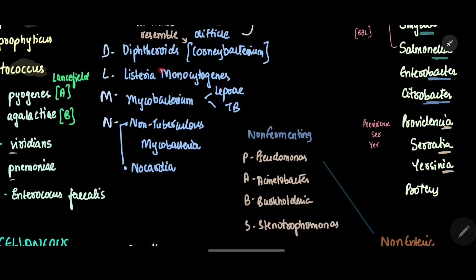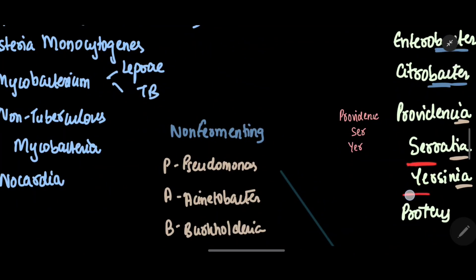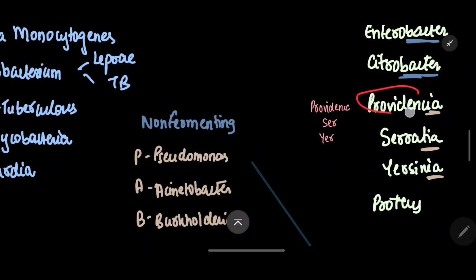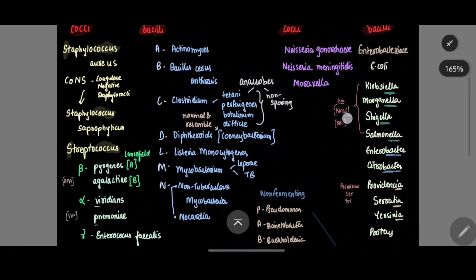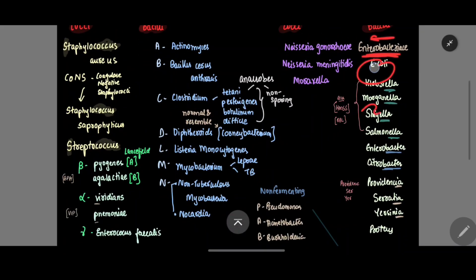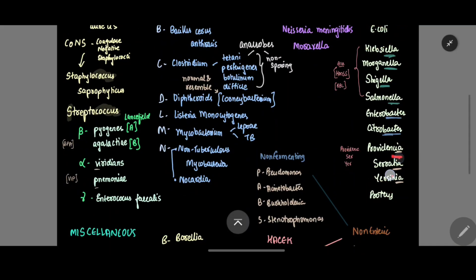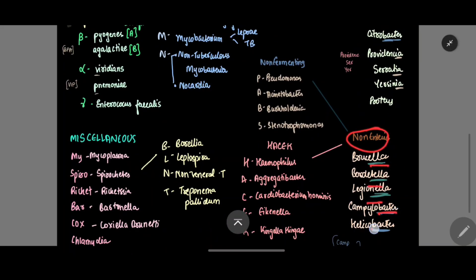Okay. And then there are other ones that end in IA. So these are your Providencia, Serratia, and Yersinia. Providencia and Serratia are not that important to remember, but Yersinia is important. Okay, so at the end, your gram-negative bacilli that are Enterobacteriaceae are E. coli and Proteus, and then the ones ending in Ella, and then the ones ending in Bacter or IA. Then in your non-enteric, again Ella and Bacter.